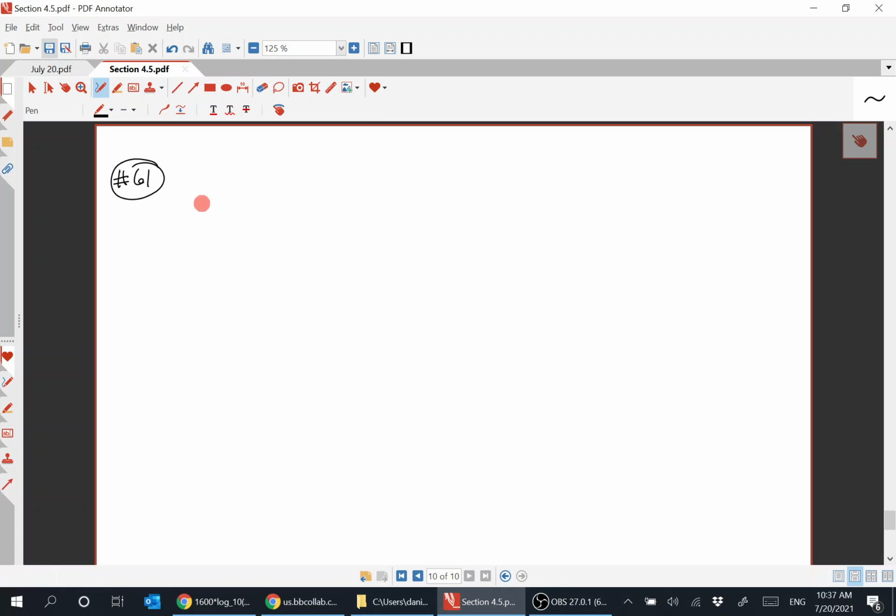So solve for x. 4 minus log of 3 minus x is equal to 3. So what should we do here? Any ideas? Any ideas what we might be able to do here?